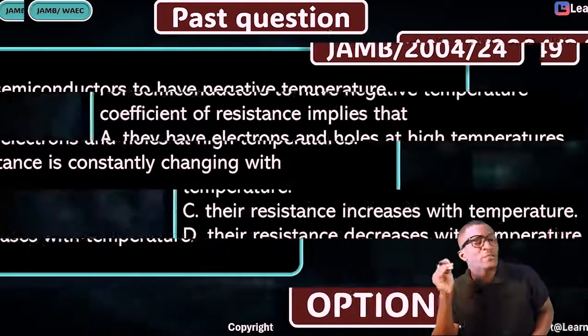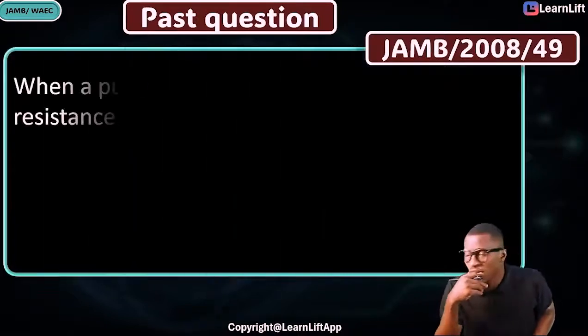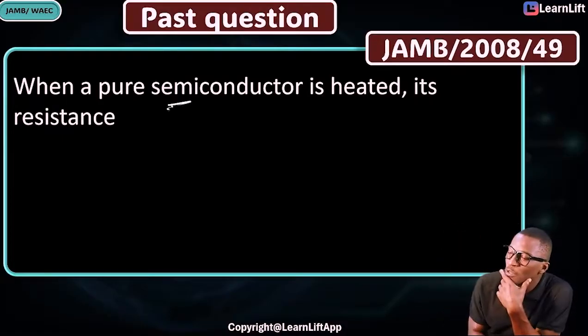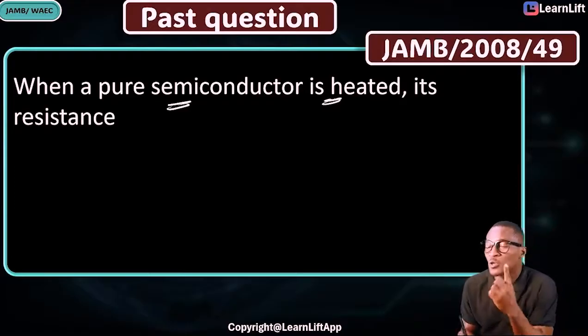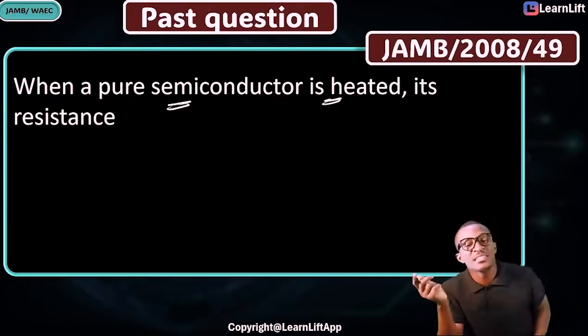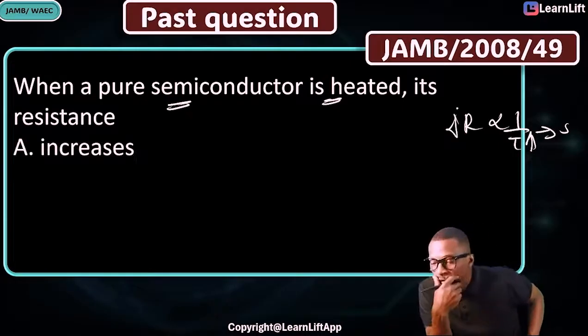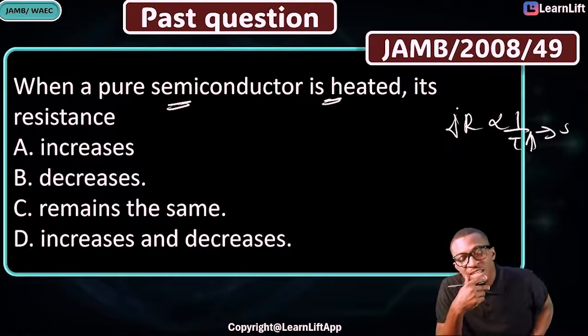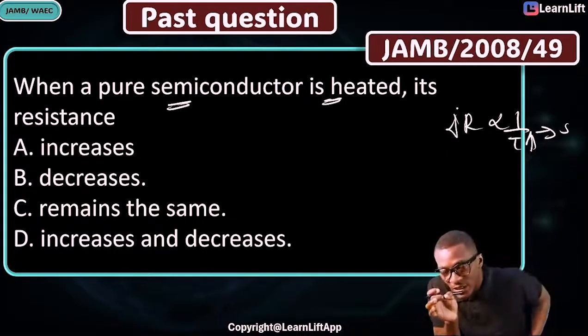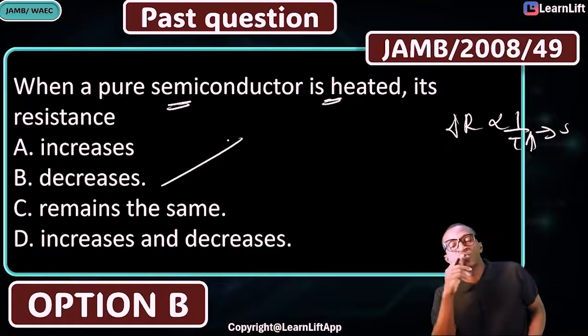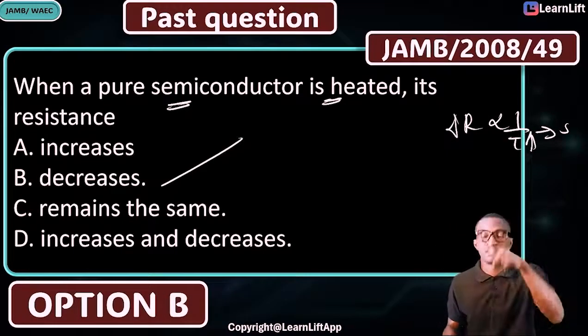Do you understand that? If you say you understand that, JAMB 2008 question 49. The question said that when a pure semiconductor is heated, what will happen to resistance? Don't forget that for a semiconductor, resistance is proportional to 1 over temperature. So if it is heated and the temperature is increased, resistivity will decrease, right? Option A says increase, B decrease, C remains constant, and D the same. Of course, once the temperature is increased, resistance will decrease, making option B the answer.